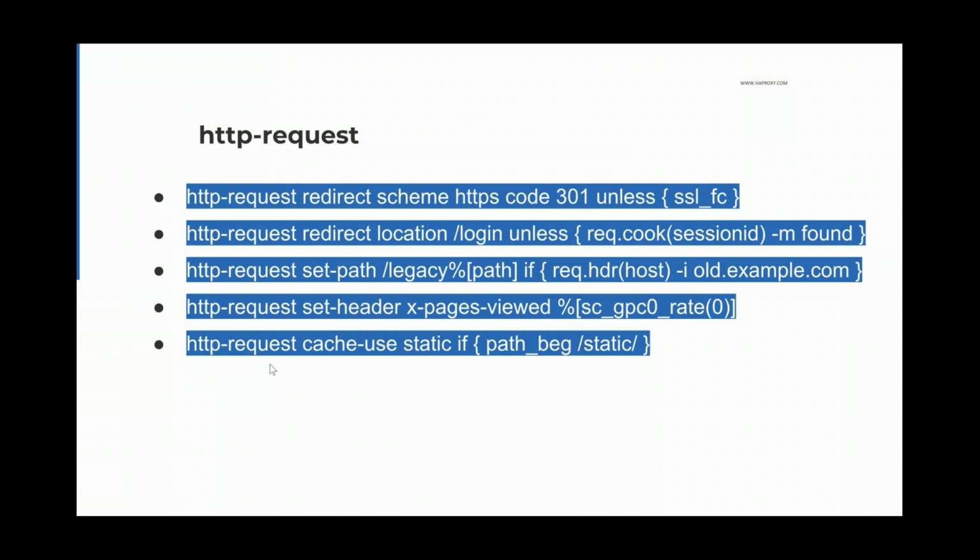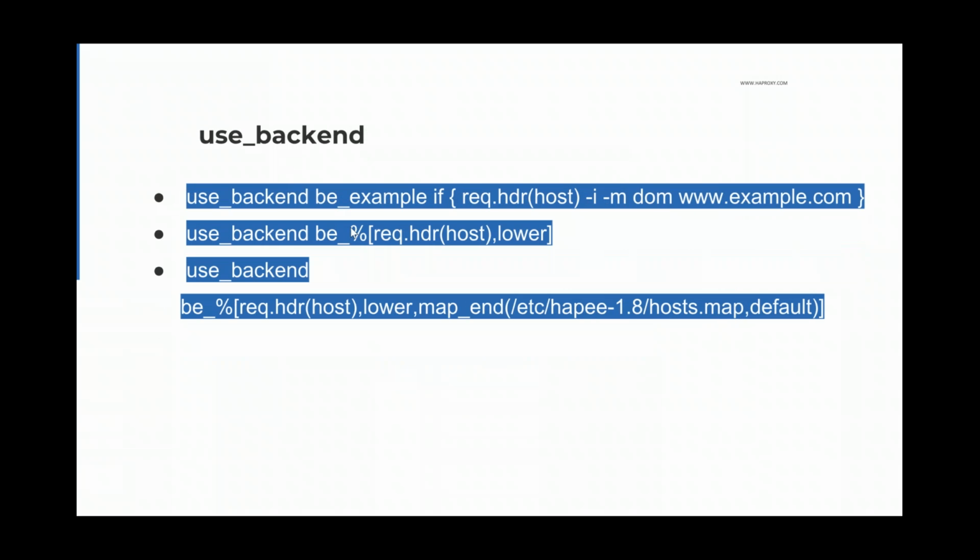You can also use http-request cache-use, which uses the new caching to respond with an item if it is cached. That needs to be combined with cache-store in order to actually do anything, but that is the basic ACL you'll use to get started with caching.